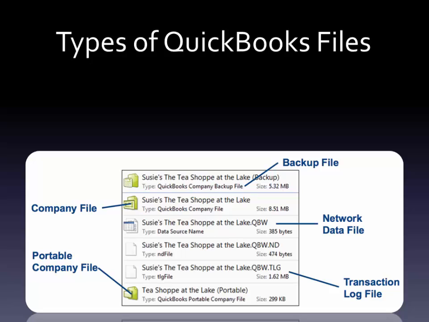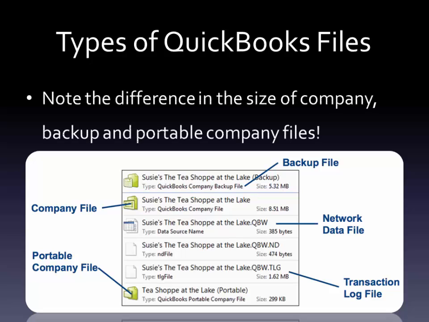We have a network data file. This is something that goes out there, and it's a source that can be found on the network. We have a portable company file. This is a tiny one that brings a lot of the data with us, but not a bunch of the specifics. And we have a transaction log file. This is everything that we've done so far to QuickBooks, so we can go back and see. That's kind of like for forensic stuff. We can see what we've done while we were in the program.